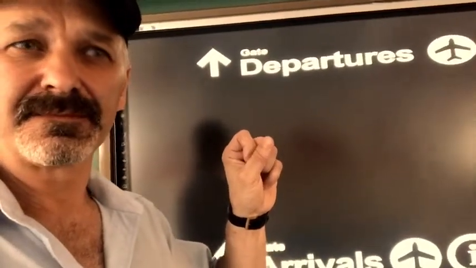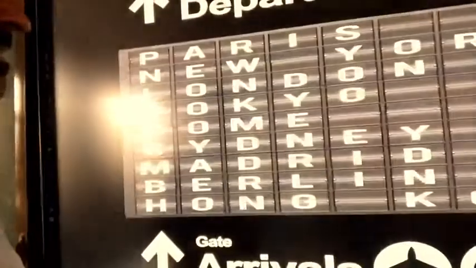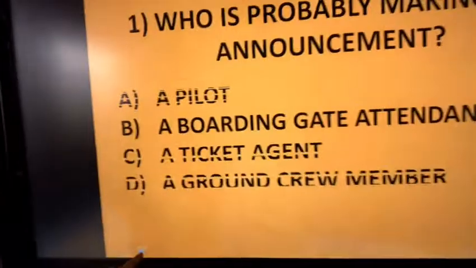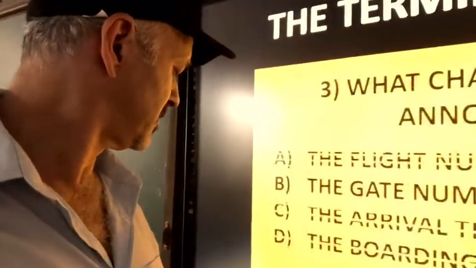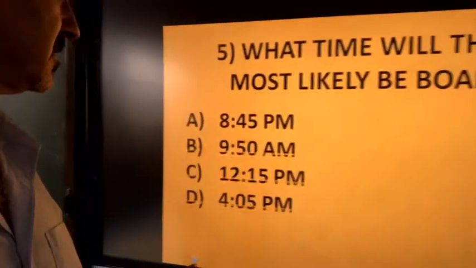We go through, we listen to this announcement. It was a listening exercise. I said we listened to the recording just as if we were sitting in a terminal. And then I had some questions. Who was probably making the announcement? A pilot, boarding gate. It's kind of a true-false question, as if you were listening to an announcement at a terminal. And then there was one last activity here that I want to go about.